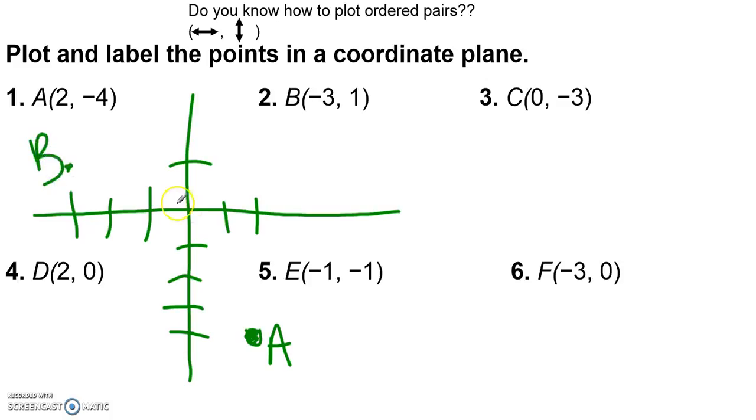And obviously this is going to look a lot neater on your paper because you have paper and pencil and I just have a marker in my finger and it's really challenging. Okay, and then C is 0 and then down 1, 2, 3 here. There's my C. And then you guys could just graph the other ones if you would like.